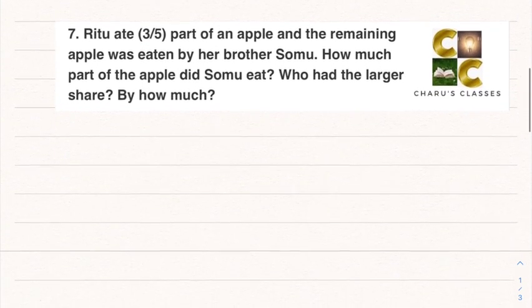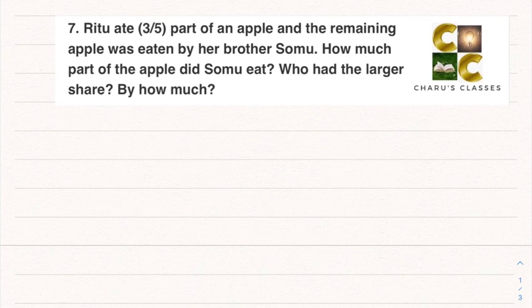Question number 7. Ritu ate 3/5 part of an apple and the remaining apple was eaten by her brother Somu. How much part of the apple did Somu eat and who had the larger share by how much?